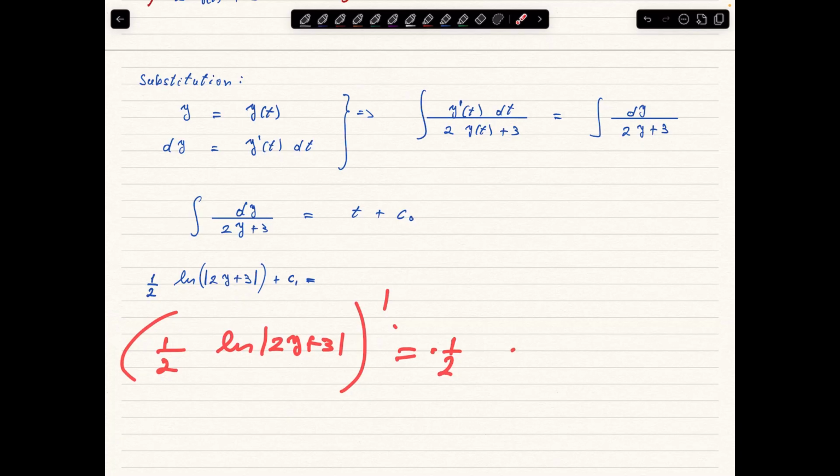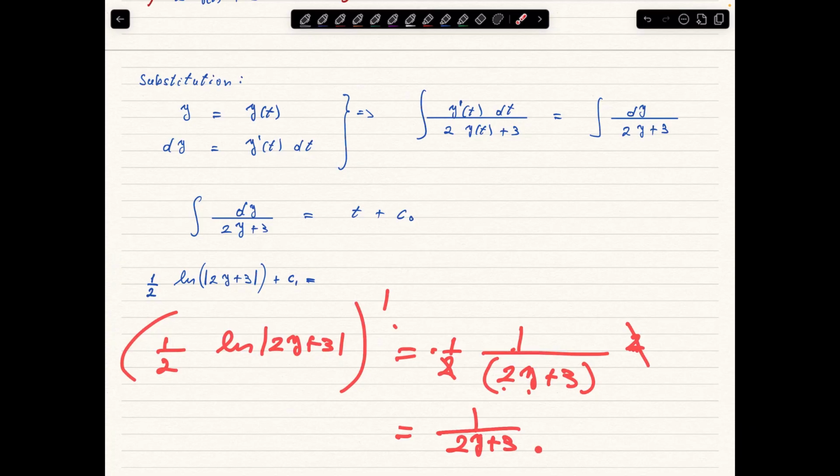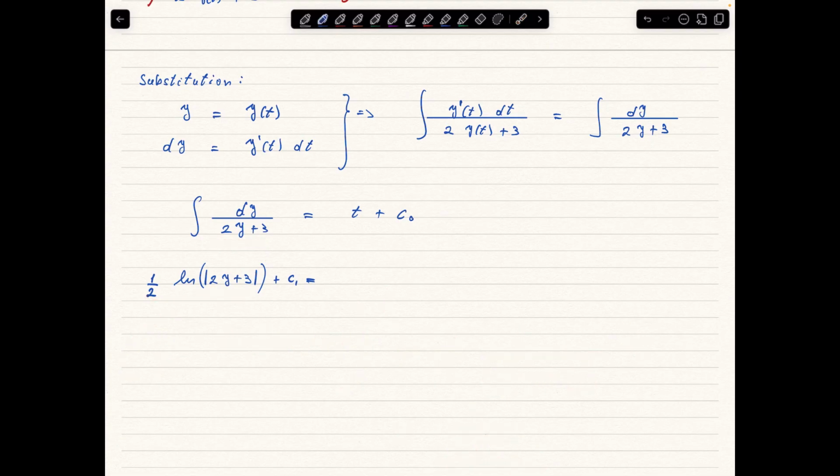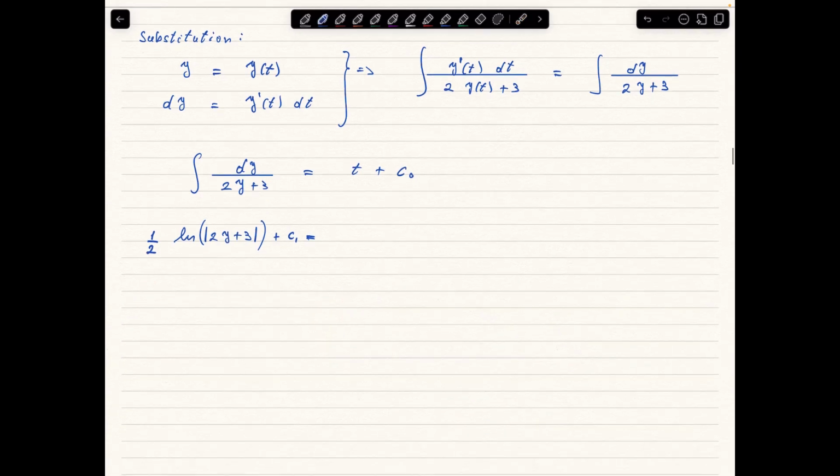The derivative of the natural log is 1 over 2y plus 3, and then we need to multiply by 2, because it's a derivative with respect to y. So these two cancel, and we get exactly 1 over 2y plus 3. So yes, this function is the integral of that. Perfect. Now that we have that, we still have here t plus c0.